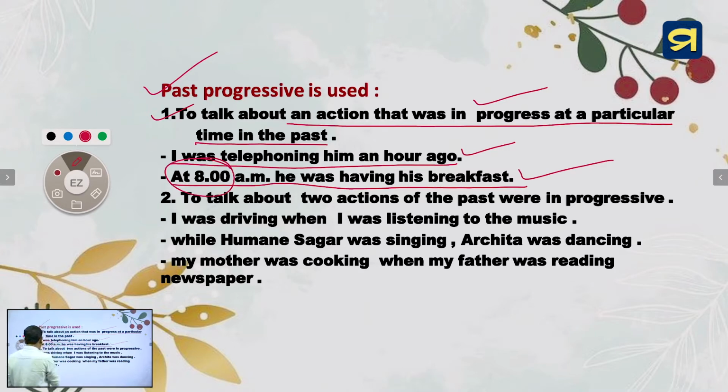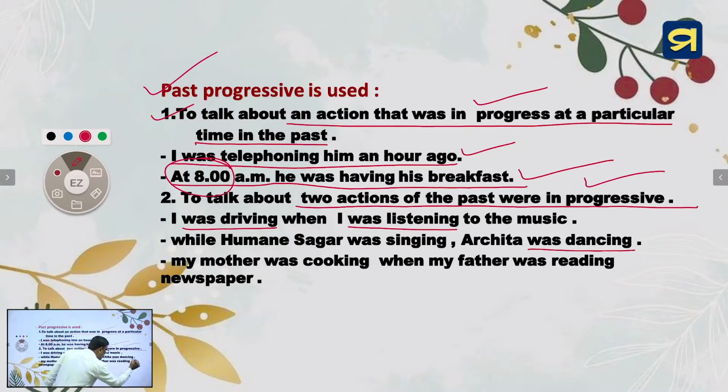Next, number 2. Past progressive is also used to talk about two actions of the past that were in progress. Okay, let's take some examples. I was driving when I was listening to the music. Was listening and was driving. Both the actions were in progress simultaneously, at the same time. Similarly, while Human Sagar was singing, Archita was dancing. You see, Archita was dancing and at the same time, Human Sagar was singing.